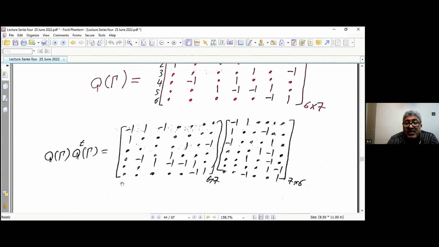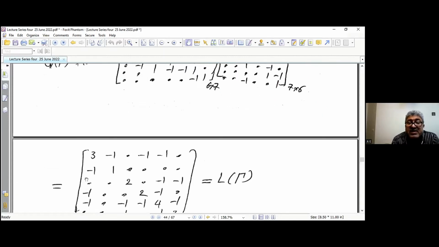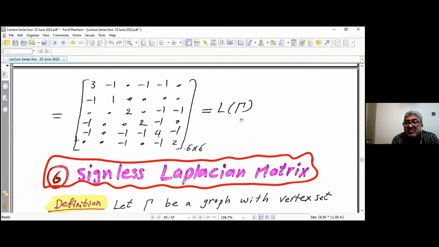So that's the incidence matrix. Now, if we multiply the incidence matrix with the transpose of this matrix, then we will get the Laplacian matrix. So we have three ways of finding the Laplacian matrix. The first is the direct way, by definition. The second is using the adjacency matrix and degree matrix. And the third one is using the incidence matrix.